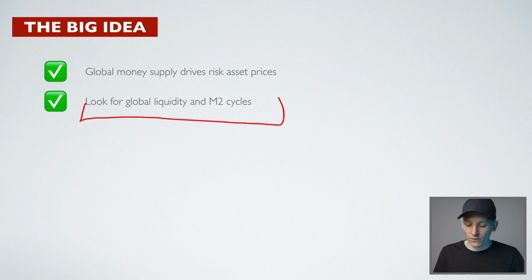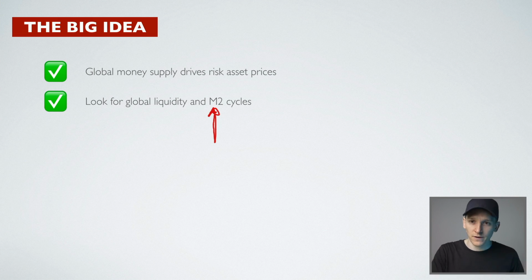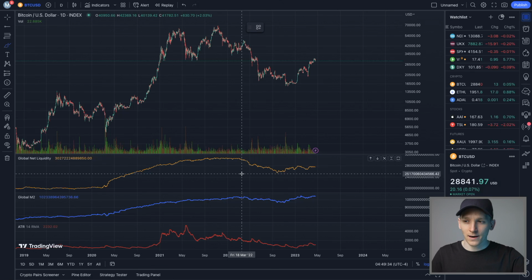We want to look for 2 things. One is global liquidity and one is M2 cycles. M2 is just simply money supply of, you can have it of each country or the world in general. And global liquidity is central bank liquidity. That is the balance sheet of all of the major central banks as it grows or shrinks. We can use those 2 bits of information to understand how the market dynamics work.